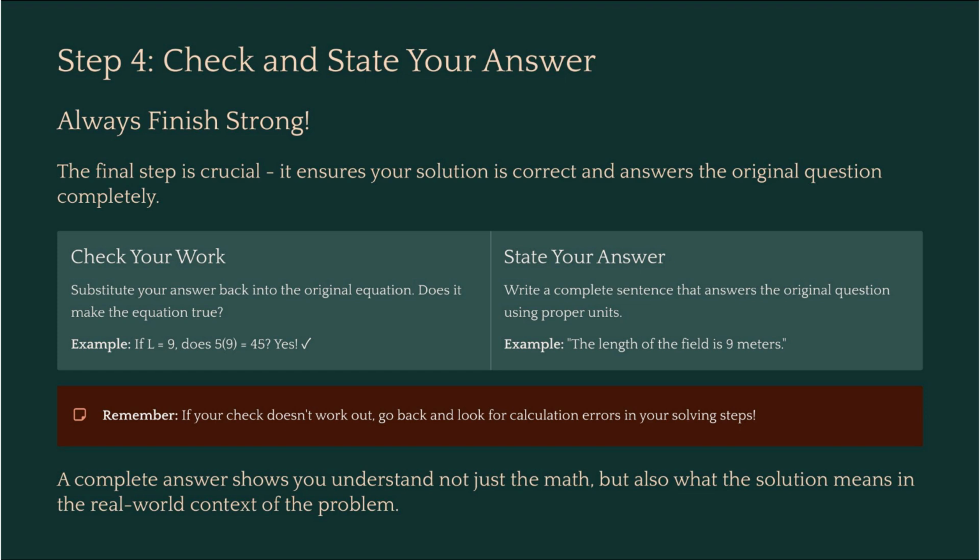The final step is crucial, checking and stating the answer. Does 5 times 9 equal 45? Yes. Then you write the final answer as a clear sentence that answers the original question, including the correct units. For example, the length of the field is 9 meters. This is how you show you've truly solved the real-world problem.